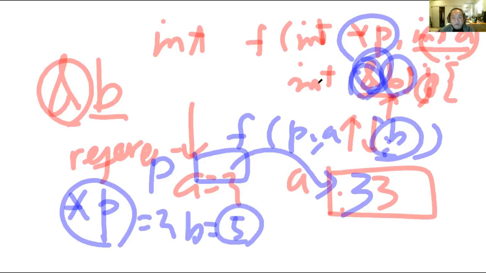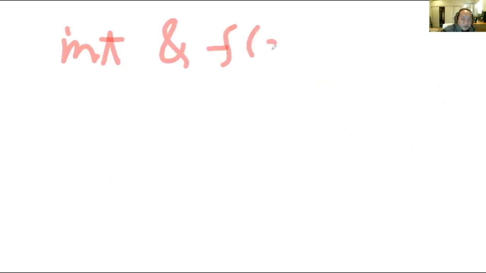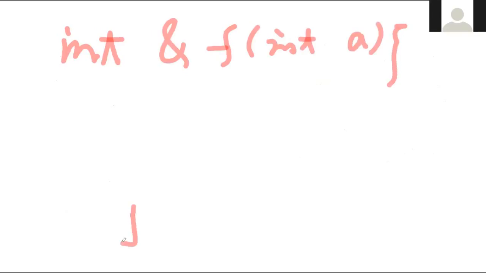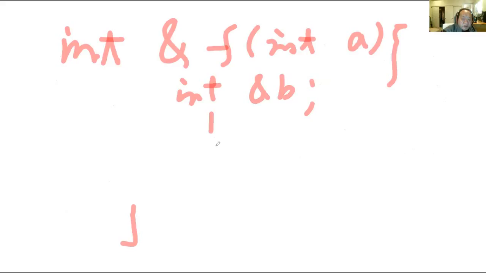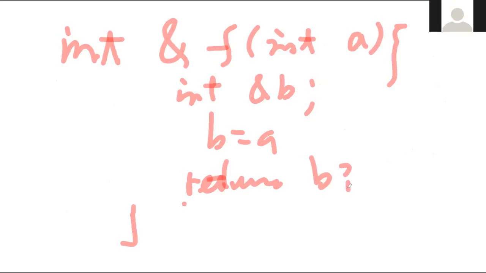But now the more important question is, if I have this one, sometimes I have this int& function f of int a, and then a, right? And then int& b, right? And then b equals a, and then actually return b. Well, what does this really mean? What does this int& really mean?